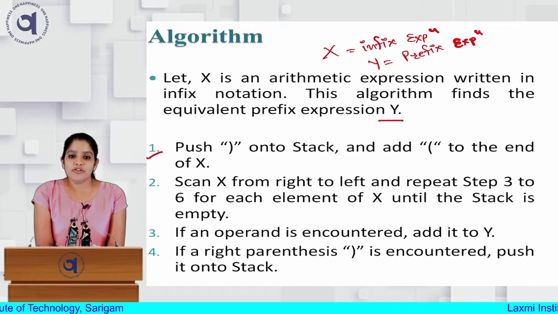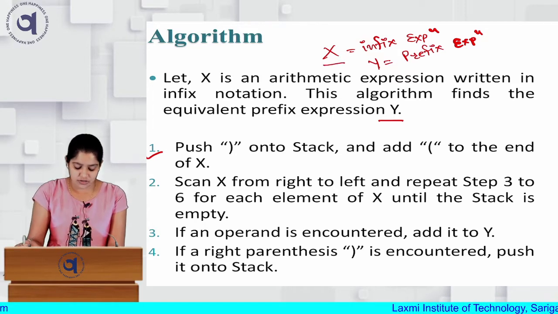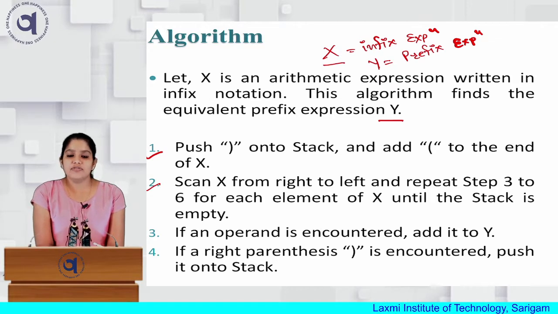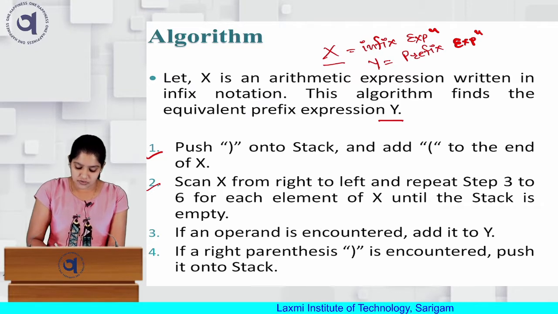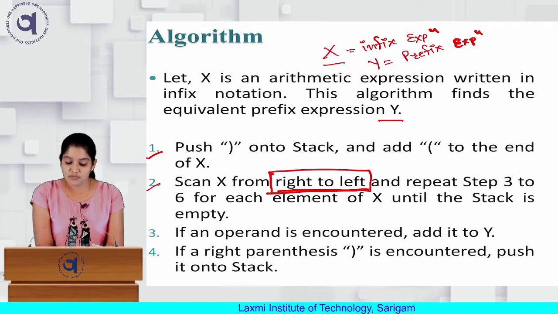First step, push the closing bracket. Closing bracket, that is the right parenthesis, right. We need to push the right parenthesis onto the stack, and add the opening bracket, that is the left parenthesis, to the end of x, that is our infix expression. Now, the second step, we need to scan x from right to left. You need to keep this in mind, because in the conversion to postfix expression we scan from left to right, and here we need to scan from right to left. This is important, right.